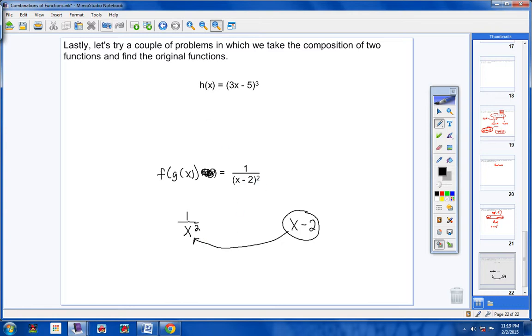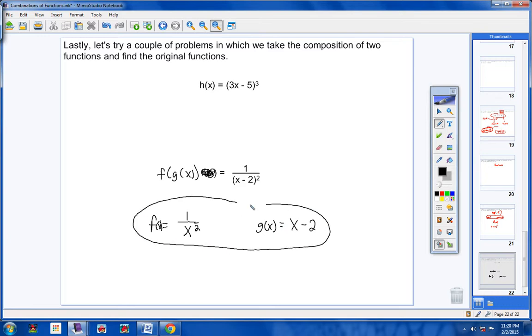So, this would have to be my f function, f of x. This would have to be my g function, g of x. And I think I've done it. I think that's it. Let's check and see, okay? Let's take f of g of x of these two functions and see if we get this. F of g of x.